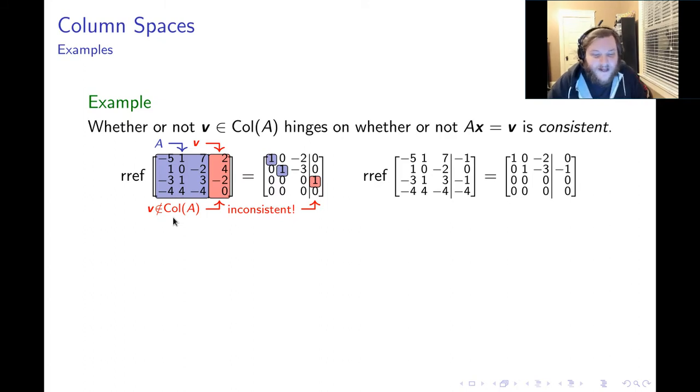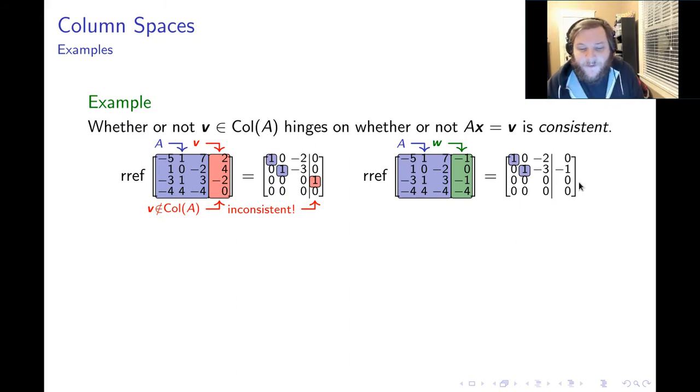Here's a different example. We have the same coefficient matrix A. Again, this one is 4 by 3. And here we're augmenting with the vector -1, 0, -1, -4. Let's call that vector W. When we do the augmentation and take the row reductions, we end up with a reduced row echelon form, and the pivots are not in the augmented column. So we end up with a consistent system here, which tells us that the W we're studying does belong to the column space of A. Great.